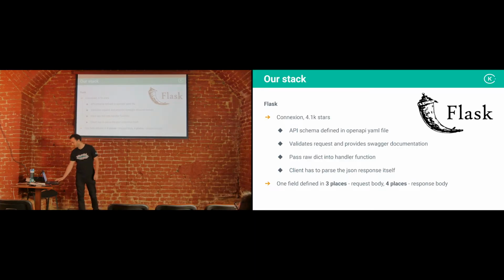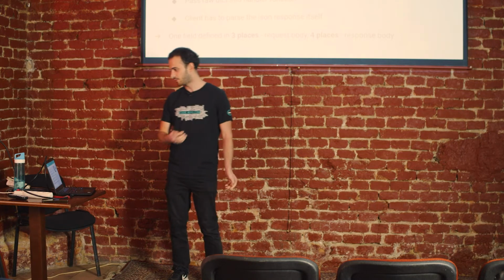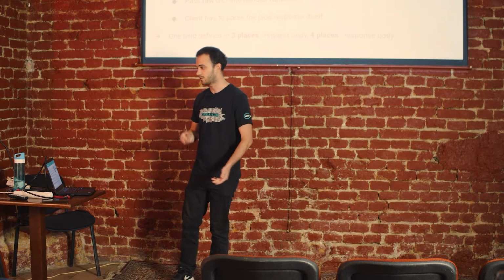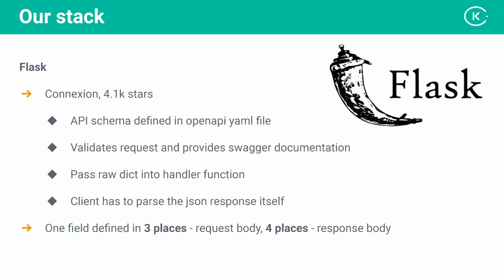Maybe one may think that this was done in a really stupid way, and in a normal situation it doesn't happen like that. But I will give you an example. We had services written in Flask, and we used the Connexion library for handling the requests. In Connexion, the API schema is defined as an OpenAPI file in a YAML file, and it basically validates the request and also provides the documentation for it, but nothing else.